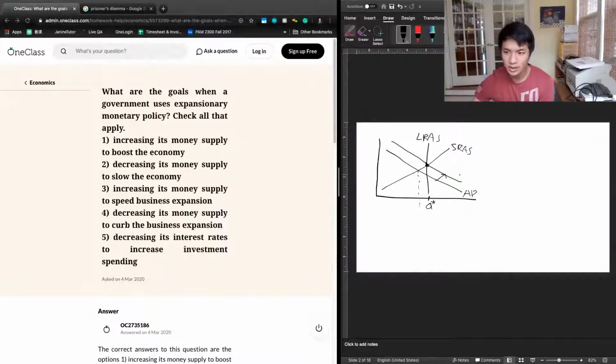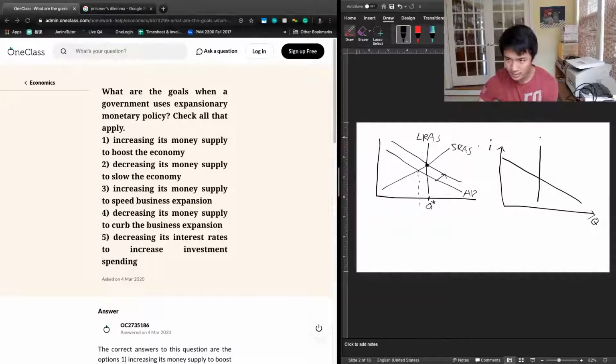So what can the Fed do to decrease interest rates? We know the money supply graph looks like this, right? I'm not sure why this is lagging all over the place. We have interest rates on the y-axis, and the quantity of money on the x-axis. It looks something like this, and right now we might be here. This is money supply, and this is demand for money.